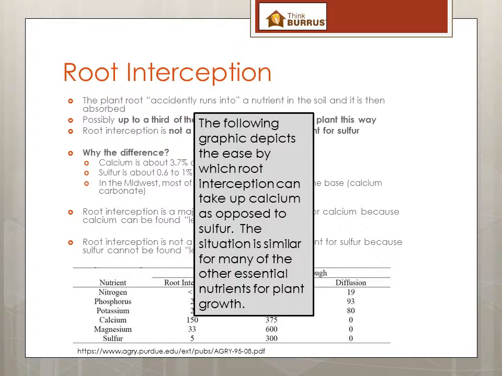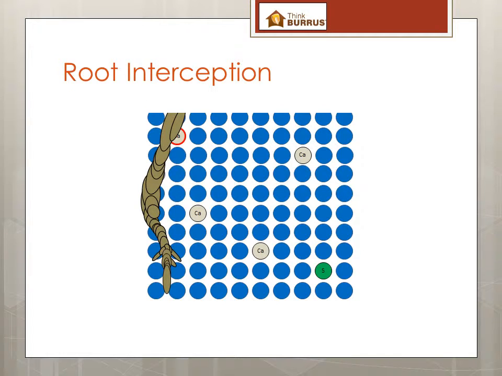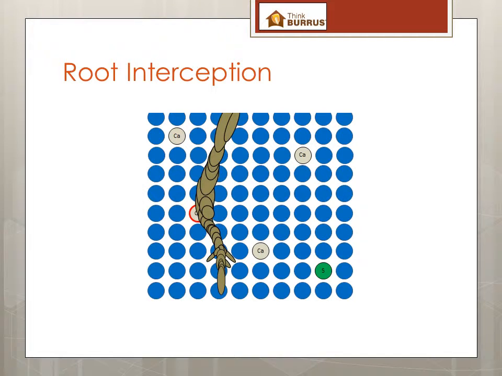The following graphic helps us understand what we're talking about. I've drawn a graphic that shows how easy it is for a root to come into contact with calcium as opposed to coming into contact with sulfur. So here's that root growing through the ground, and you can see here, it happens to run into calcium. Remember, calcium is so much more prevalent than sulfur is. Now, if we move that root over, just imagine it grew down into a slightly different spot, a little over to the right, you'll see what happens. Here it runs into calcium again. Thus the reason again that root interception tends to be a major way for calcium to move into the plant.